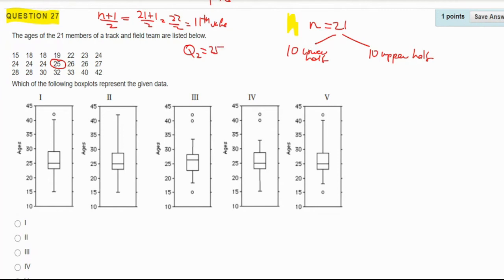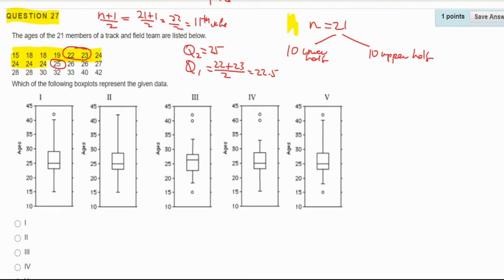Okay, now because we need 10 on the left, we're going to find the median of the lower half. So note that your lower half will be from here up to here. That's your lower half. All right, so it's 10. So (10 plus 1) over 2 is 5.5. So 1, 2, 3, 4, 5. You're going to have two values in the middle. So you're going to add, so Q1 will be (22 plus 23) over 2. That will give us 22.5.